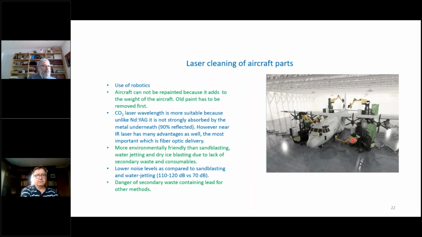So in this case, you can see the robots are probably using a CO2 laser. They're cleaning different parts of the aircraft, and one can also do the same operation with near IR lasers and have the flexibility of fibers to remove the debris.